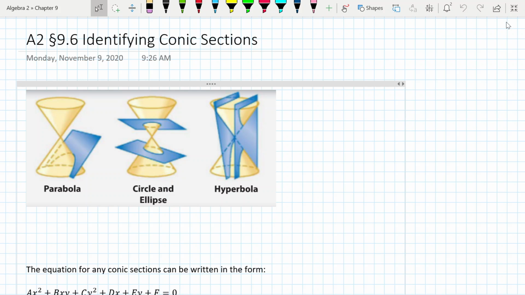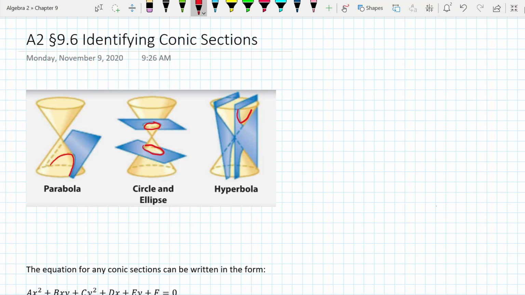Parabolas, circles, ellipses, and hyperbolas are all called conic sections because you can take a cone, cut it with a plane, and you can see the shape that's left over is each one of the shapes. So that's a parabola right there. We have a circle on the top, and then an ellipse down on the bottom. And of course, you've got yourself hyperbolas on the last one. So that's the idea of where all these things come from.